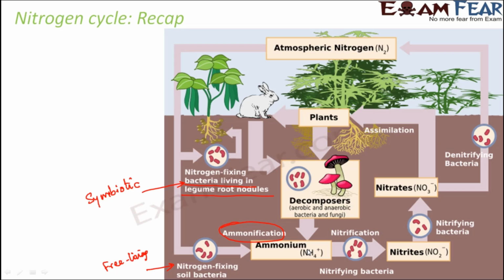So in this fashion, all these four processes together tell us the nitrogen cycle that is taking place in the ecosystem just to maintain the balance of atmospheric nitrogen.